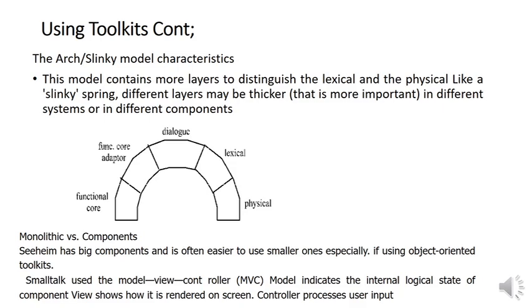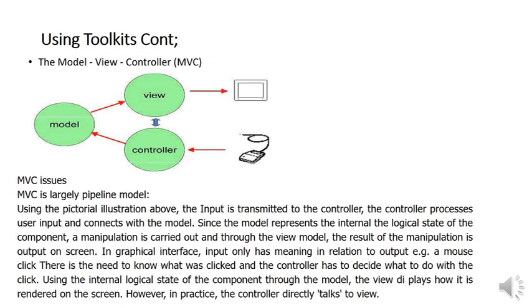Monolithic offers us components seen as one big component, and it is often easier to use smaller, specialized ones if using an object-oriented toolkit. Smalltalk uses the model view controller. Model indicates the internal logical state of components. View shows how it renders on the screen. Then controller processes user inputs. If you understand that concept, it will be easier for you to interpret the model view controller.